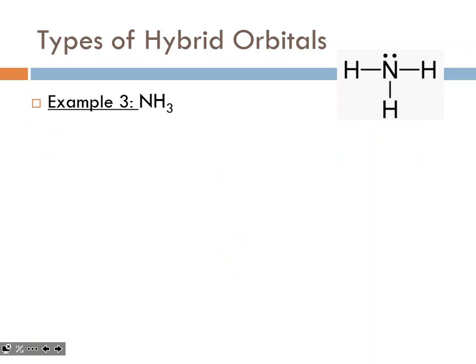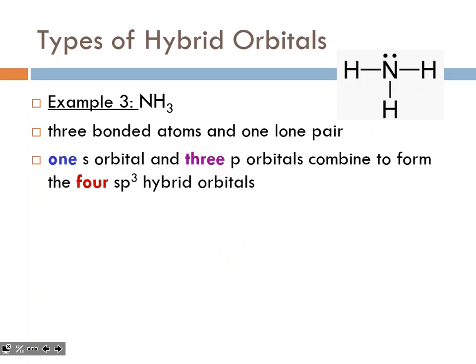Let's look at this example here, where we have ammonia, NH3. Now, around the central atom, we have three bonded, one lone pair. Four things total, though. So that means how many orbitals have to merge? Four are going to have to merge. That's one s and three p's. There's only three p's to begin with, so now we have the one s and three p's combining to form four sp3 hybrids.